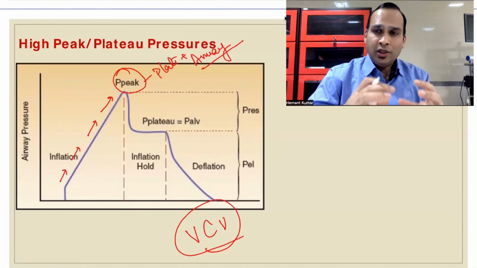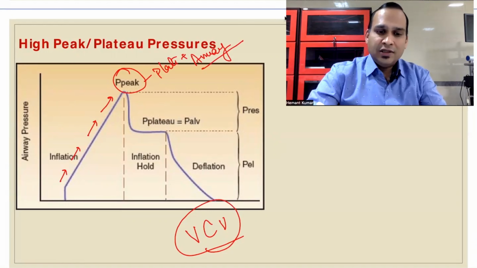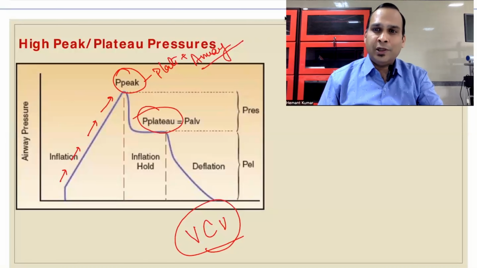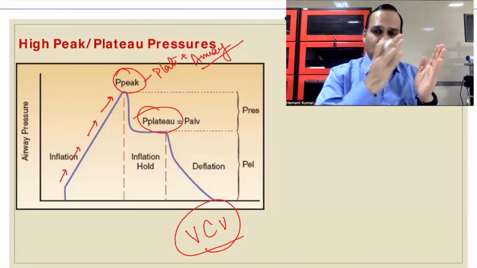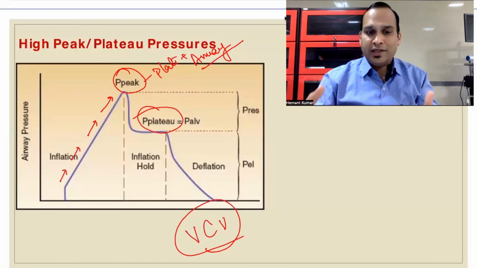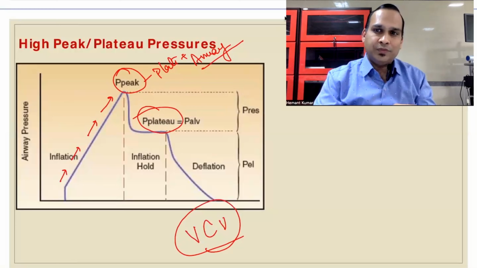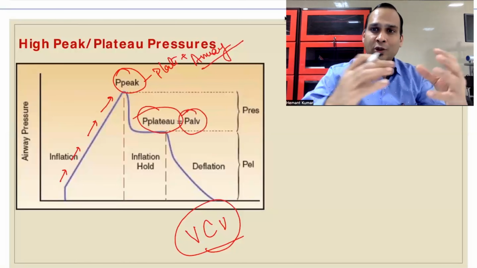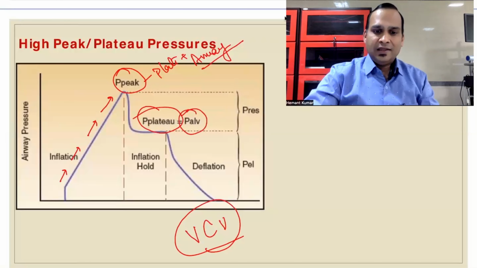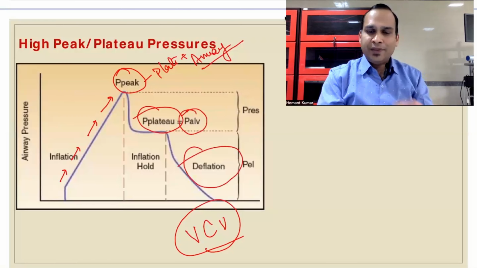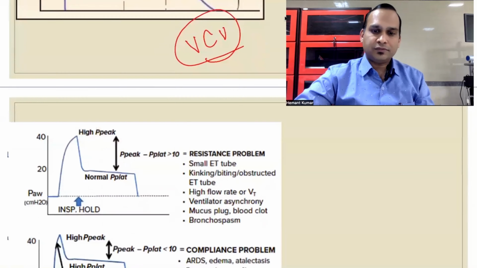When there is a hold at end inspiration, there is no flow in the airway, and this pressure is called plateau pressure. Plateau pressure means when there is no airflow in the airway, the pressure exerted by the alveoli is called P plateau. So plateau pressure is alveolar pressure. Peak pressure is plateau pressure plus airway pressure. Then this is the expiratory phase. So this is the classical time-pressure graph in volume control mode.